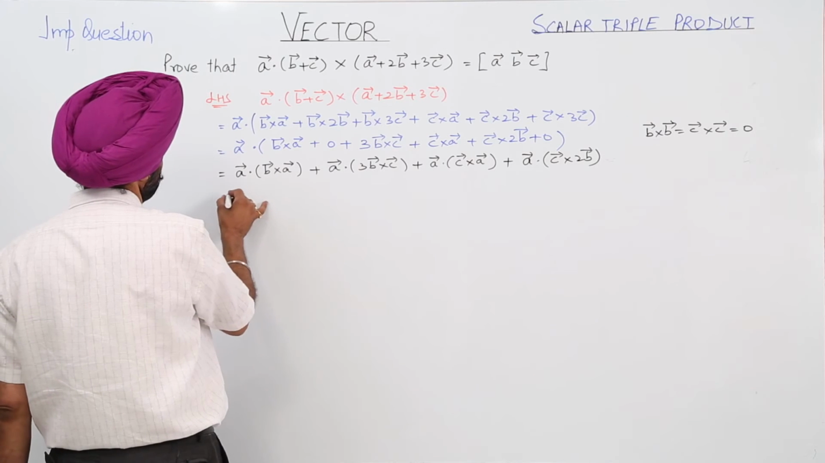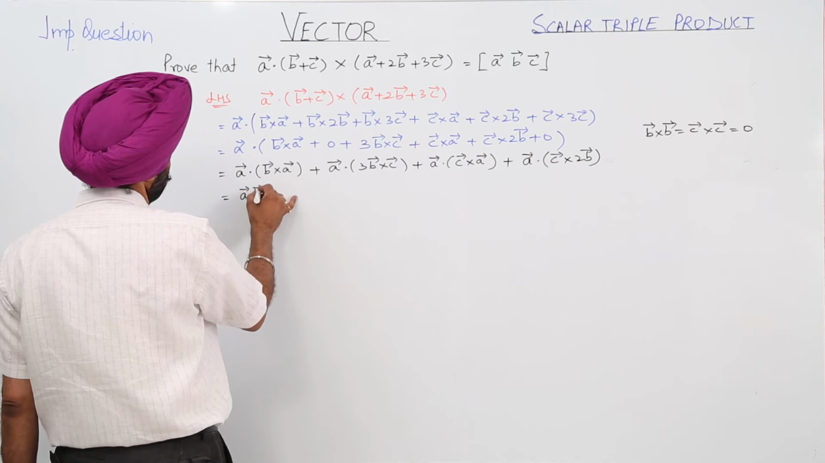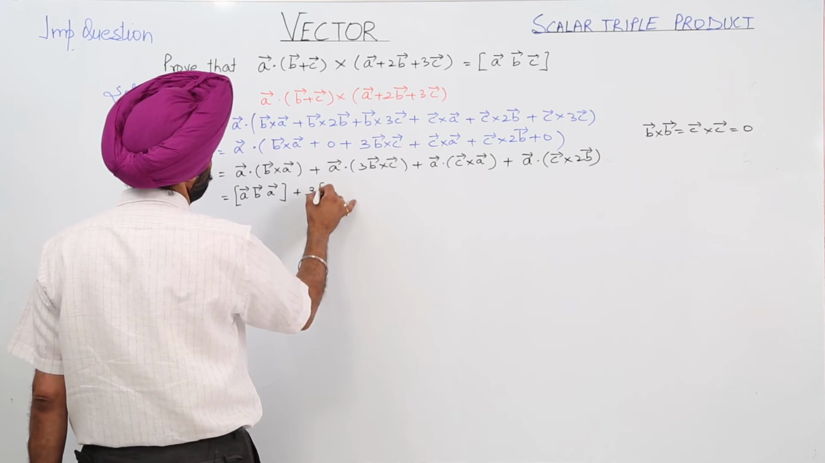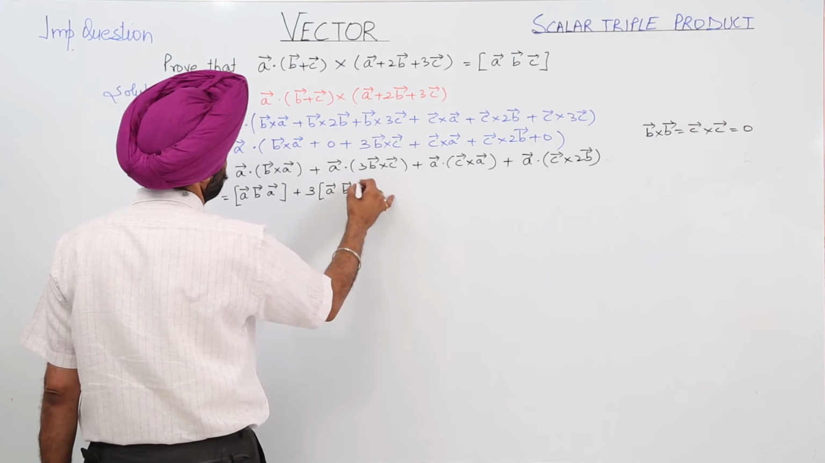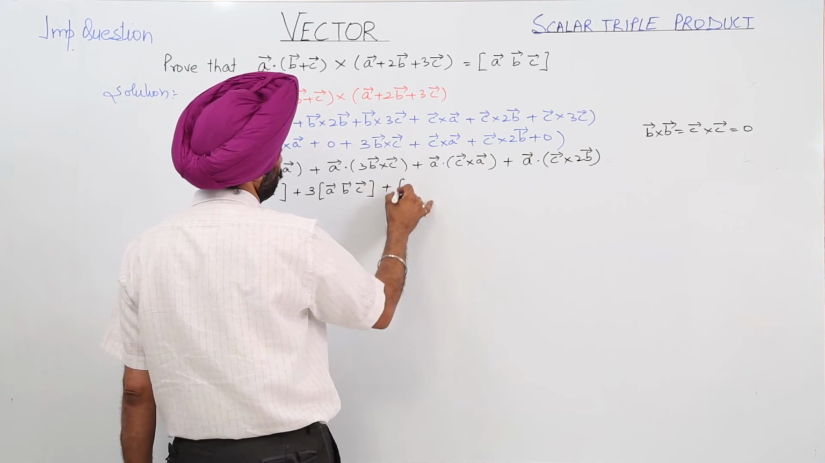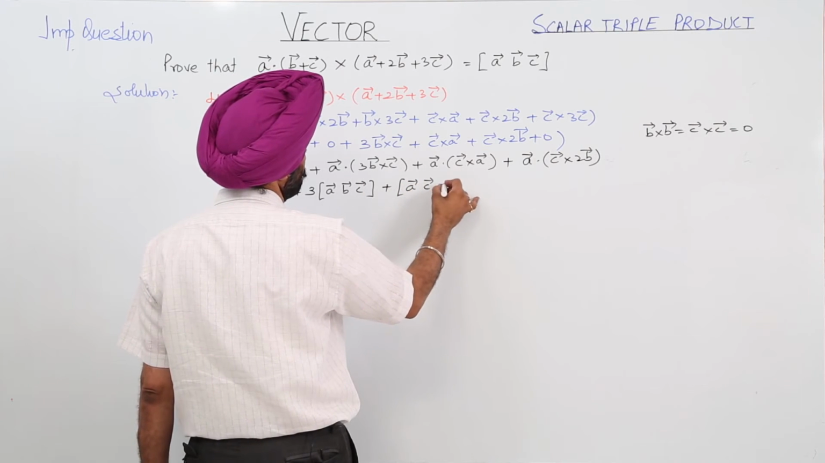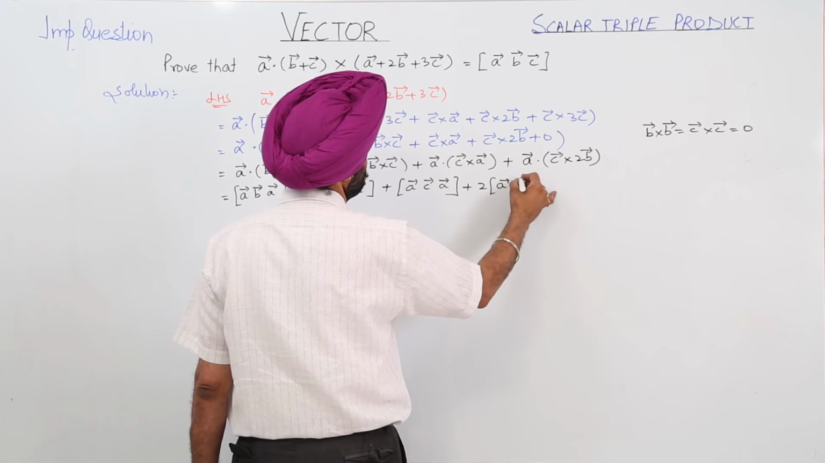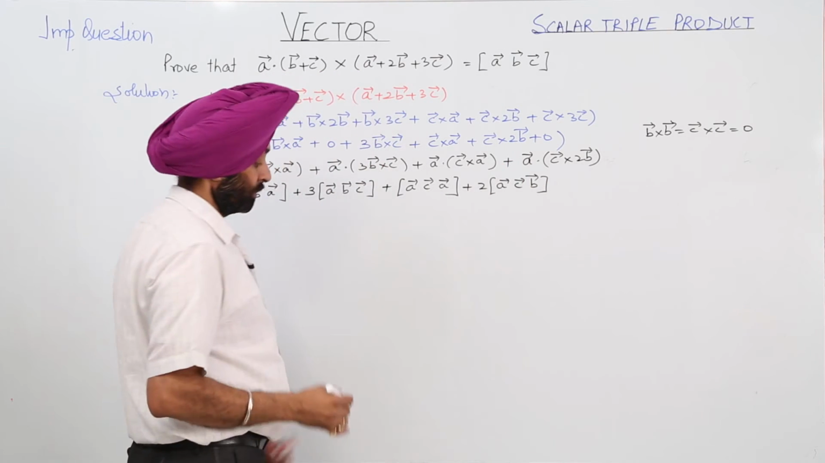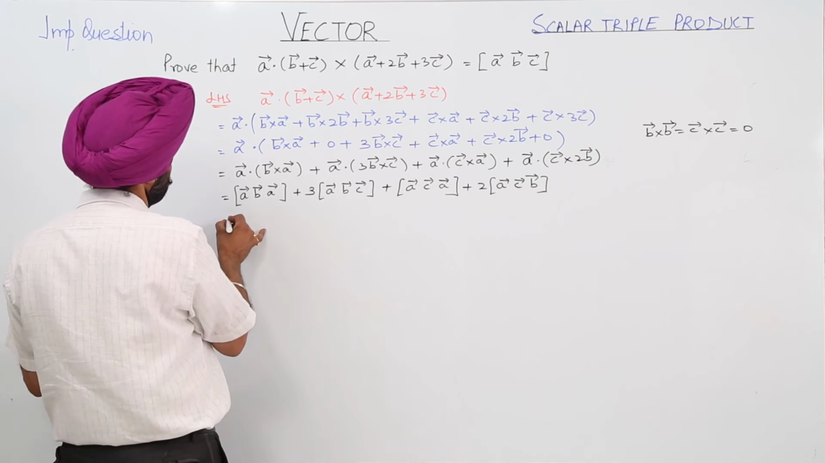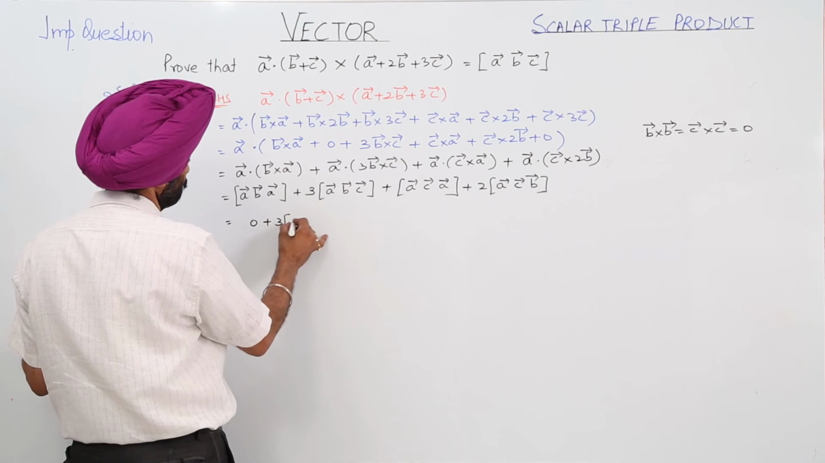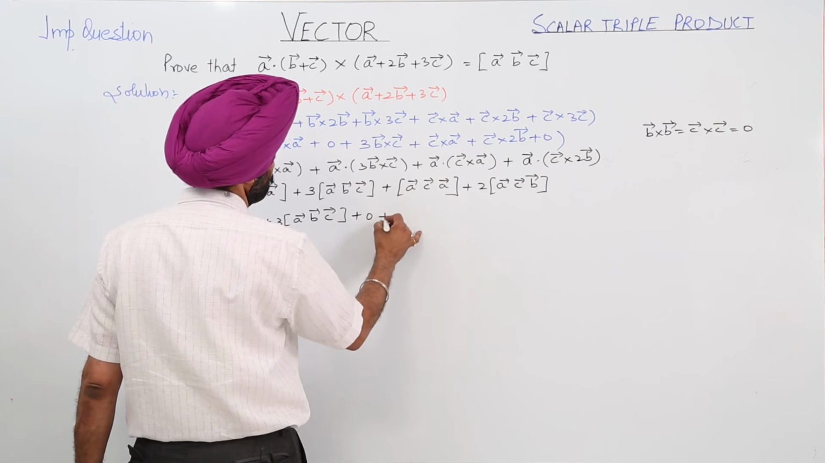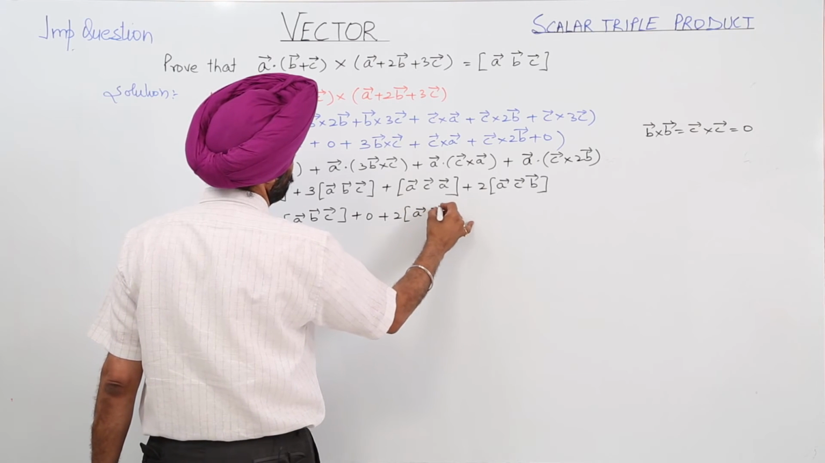Now, here vector A, vector B, vector A plus vector A, vector B, vector C plus vector A, vector C, vector A plus twice of vector A, vector C, vector B. Now, 0 plus 3 vector A, vector B, vector C plus 0 plus 2 vector A, vector C, vector B.